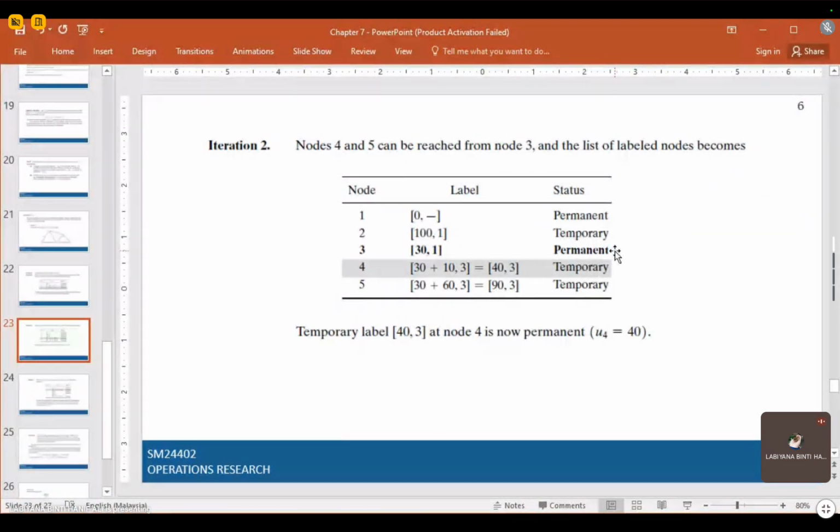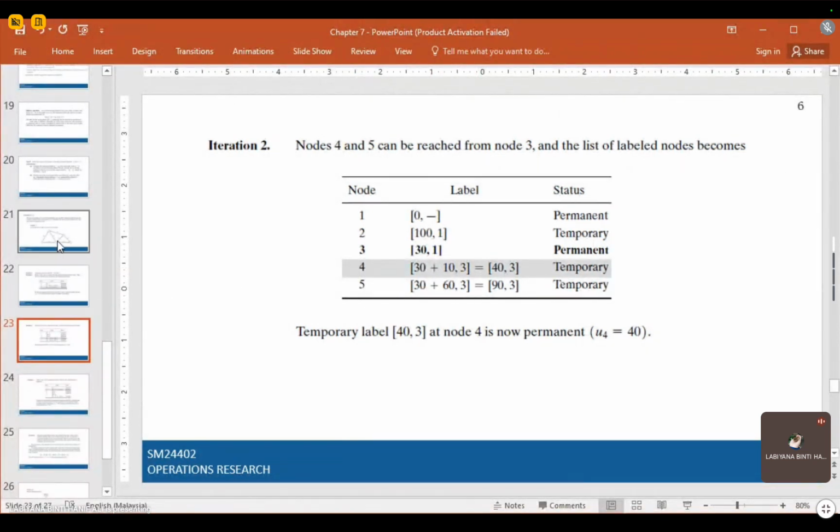Again, for iteration 2, node 4 and 5 can be reached from node 3. Because our node 3 is the next permanent, we will start with node 3 again. So it says node 4 and 5 can be reached from node 3, and the list of labeled nodes becomes this one: 4, 5, temporary, temporary.